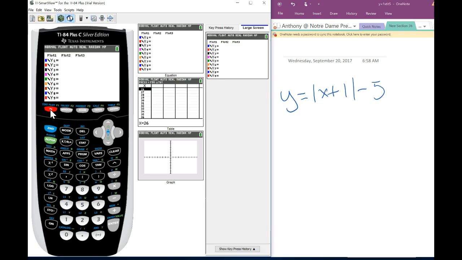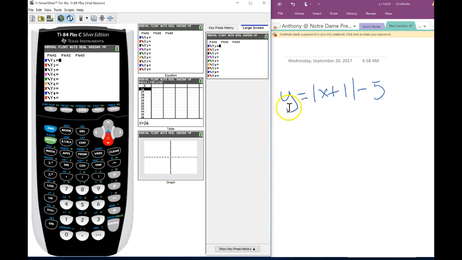So when I press this, you'll notice at the top here we have plot 1, plot 2, plot 3. On my calculator, none of these are highlighted. Yours should also not be highlighted. So for example, if plot 1 is highlighted, it would look like this. You can turn that off by simply moving your up and down arrows and pressing enter.